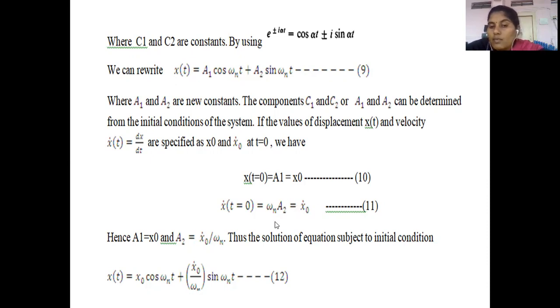From that we get the value of a2. So the constants are a1 as x naught and a2 as x naught dot divided by omega n. If we put these two values in equation number 9, the total equation becomes x of t is equal to x naught into cos of omega nt plus x dot naught divided by omega n into sine of omega nt. That is the total solution of the equation for the undamped free vibration system. I hope all of you have understood up to this.